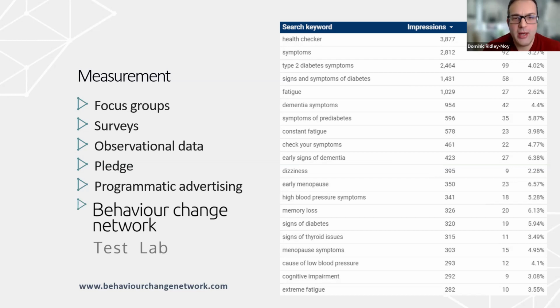And then also, one of the other things you can do is online search advertising to see what people are searching for. And here's an example around diabetes. So John Paul, I think I'm going to hand over to you now, if that's okay. Did you want to talk about online search a bit more initially?